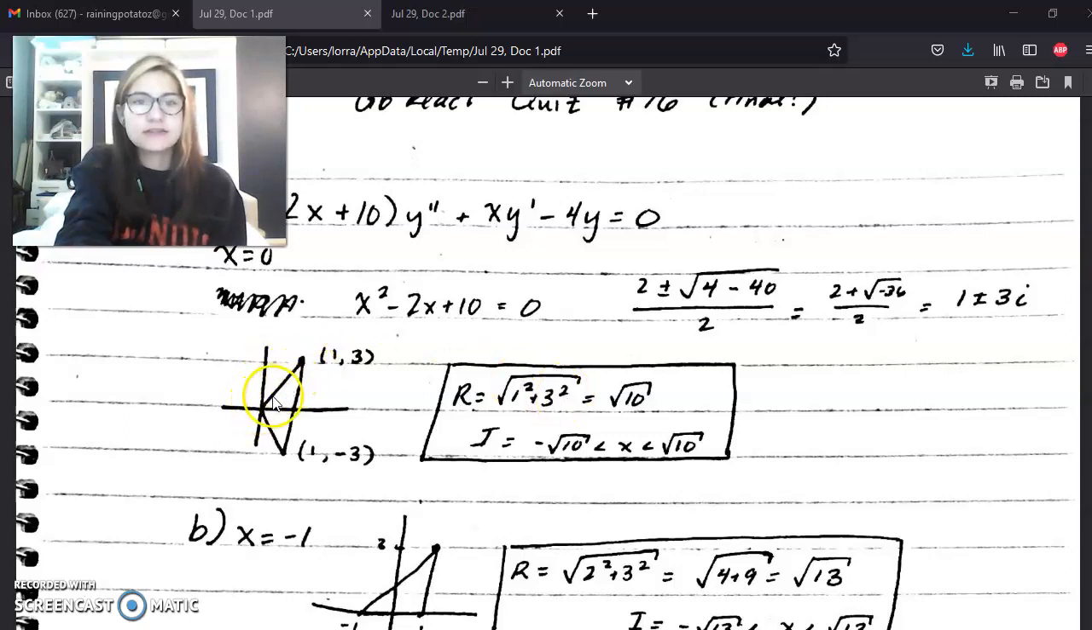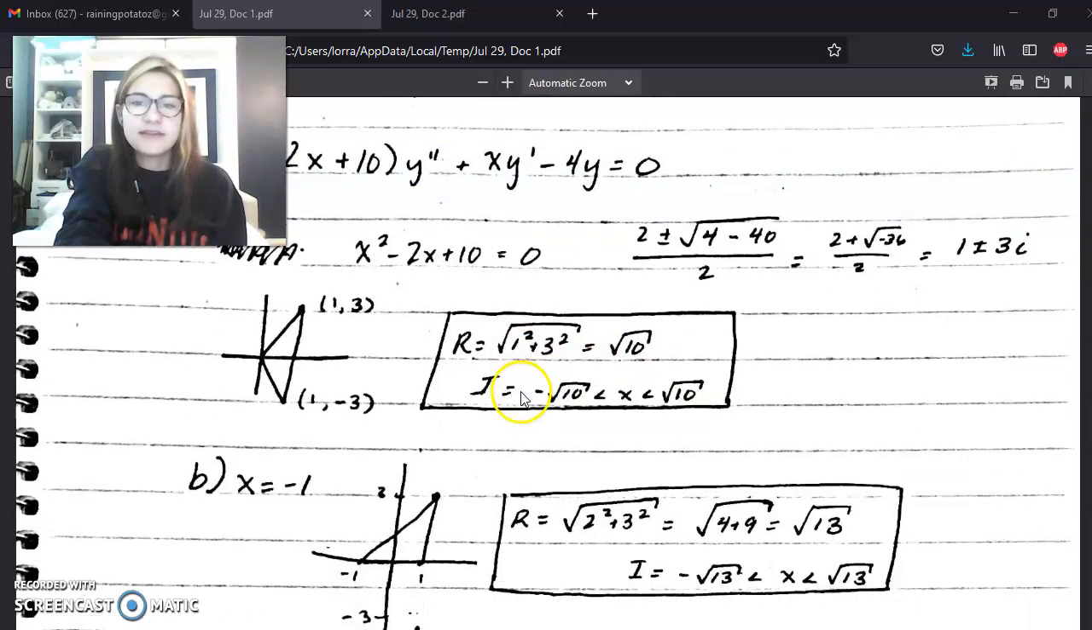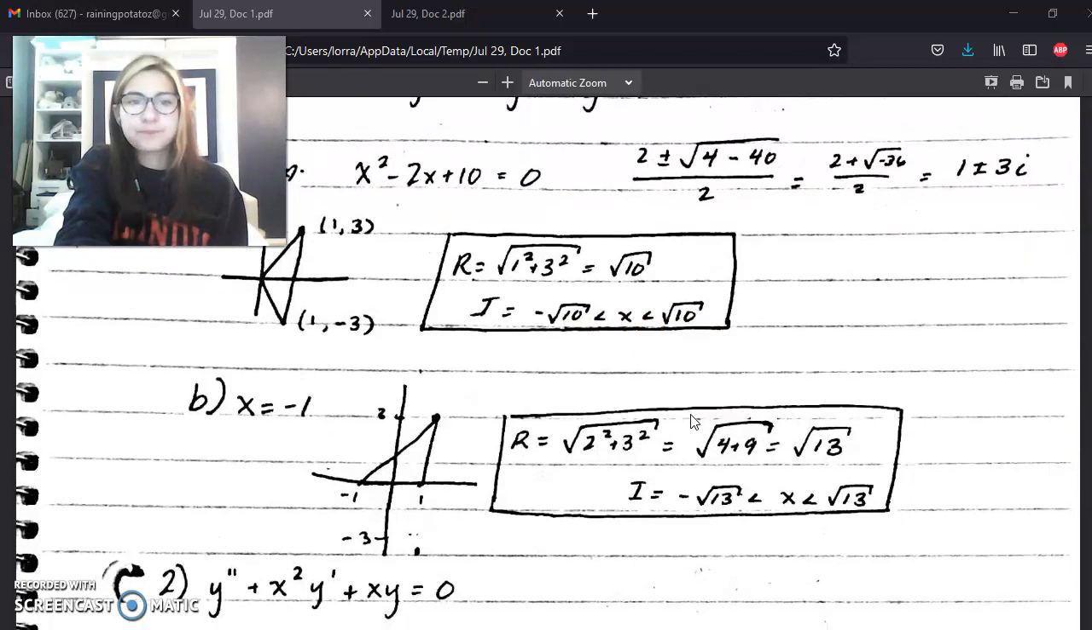The distance between the origin and (1, 3) is just the square root of 1 squared plus 3 squared, which is equal to the square root of 10. And for the sake of it, I also included the interval of convergence, which would be negative square root of 10 is less than x is less than square root of 10, and then you would have to test the endpoints.